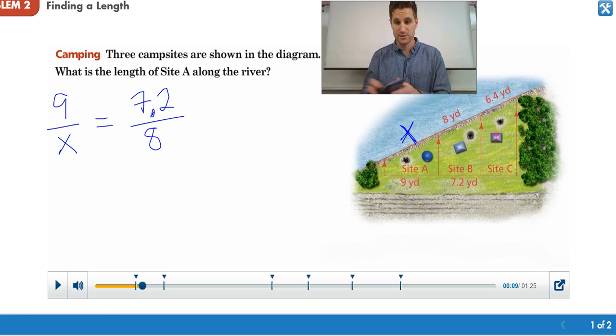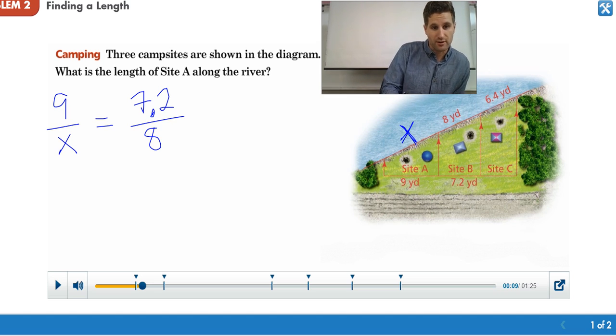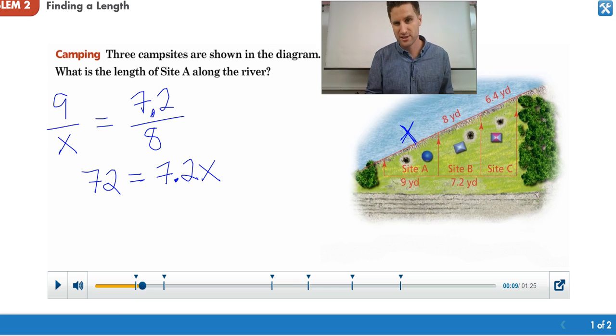Now, since we have decimals, we want to be a little careful that we get the right answer. So 9 times 8, we don't need a calculator for that. That's going to be 72, and then we're going to get 7.2x. Now, hopefully some of you can do this in your head, but maybe you can't. We're going to divide by 7.2.